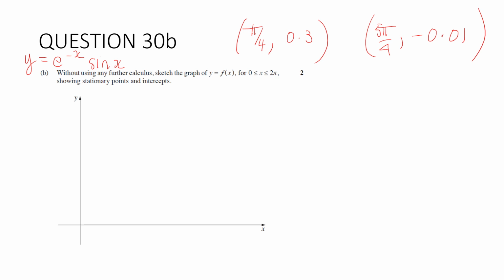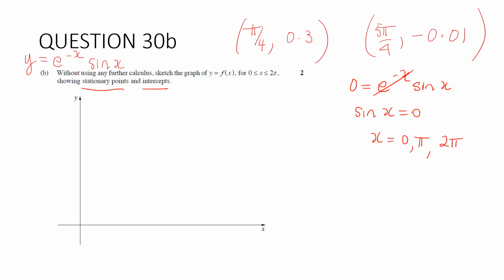30b, without using any further calculus, sketch the graph of y equals f of x for 0 is less than or equal to x is less than or equal to 2 pi, showing stationary points and intercepts. Now we have stationary points, we don't have intercepts. So let's solve 0 is equal to e to the negative x sine x. Now e to the negative x is never equal to 0, so we're really solving sine x is equal to 0. And so x is equal to 0, pi, and 2 pi.